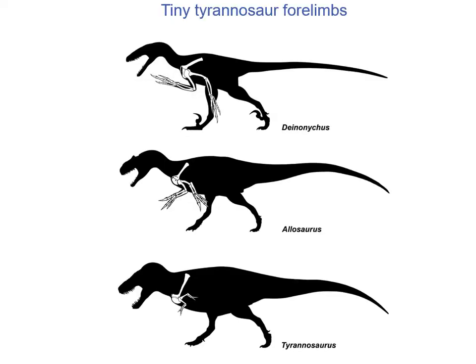When we compare the tiny forelimbs of Tyrannosaurs, we see that compared to other dinosaurs, yes, they had very, very small arms. Raptors like Deinonychus have these long grabbing arms. Even Allosaurus has big arms. It looks like it was doing curls. But T-Rex has these tiny little things. So what gives?